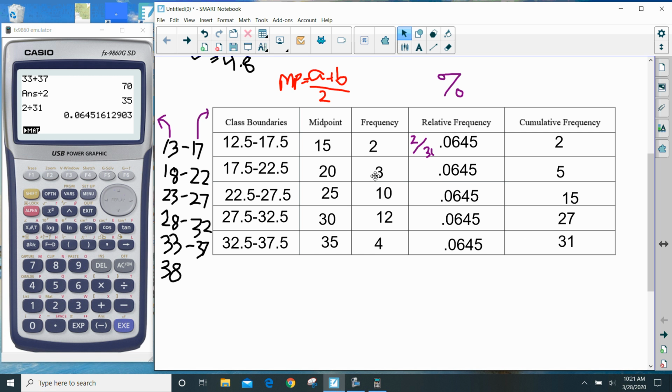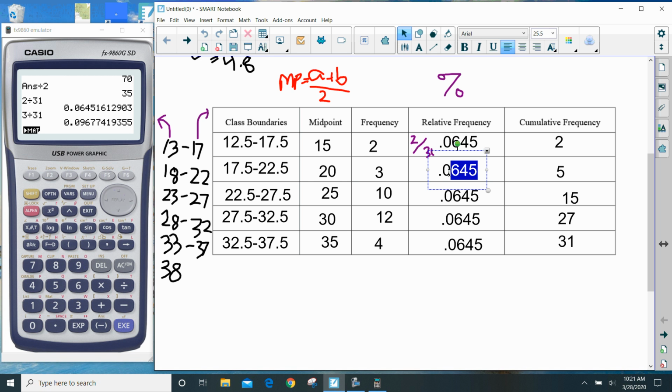Right, this next one would be 3 out of 31. Calculator time, 3 out of 31. So that is 0.0968.